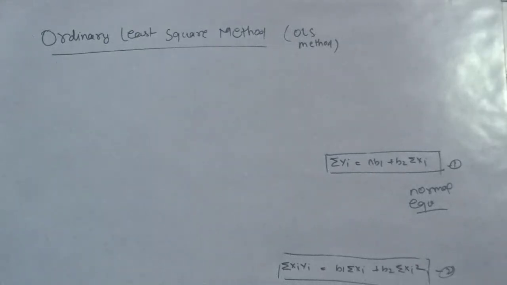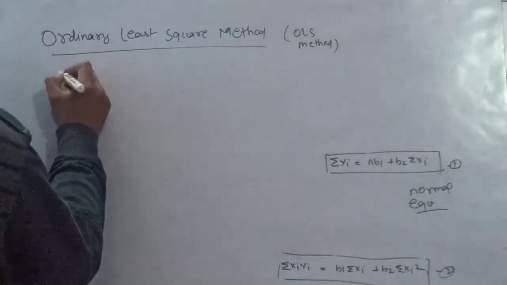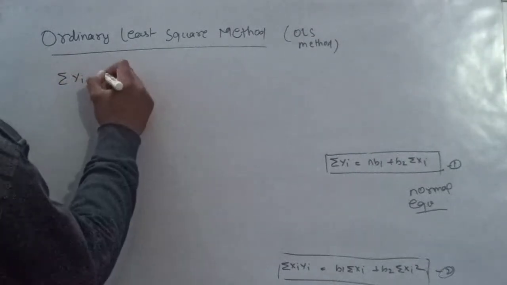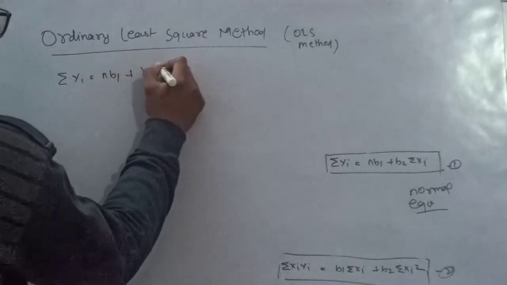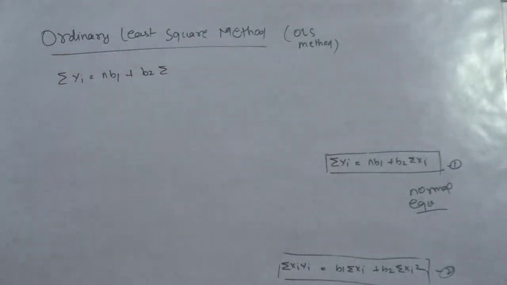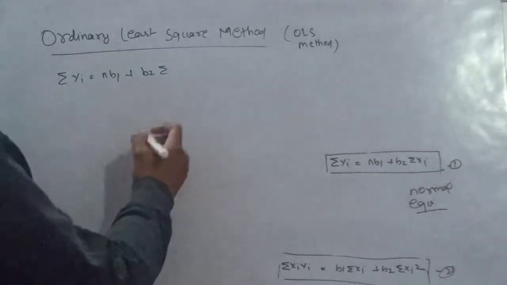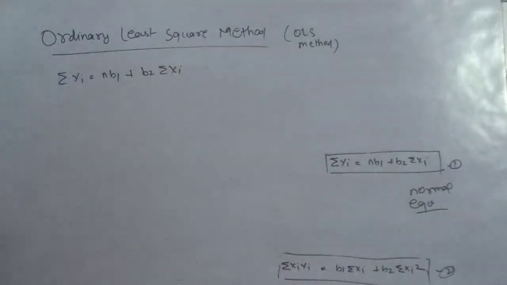Now from equation first: summation y is equal to nb1 plus b2 summation xi. Oh, sorry, I called summation sigma, but it's not sigma. Sometimes I'll call it sigma, but it is summation. Summation xi.